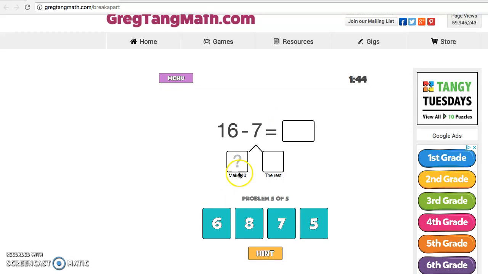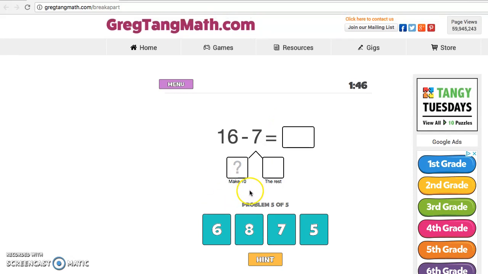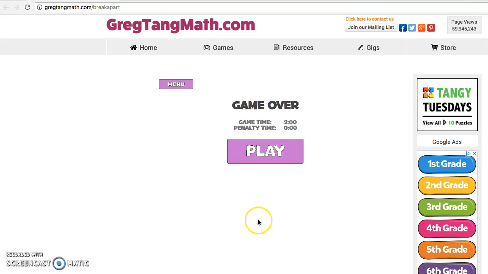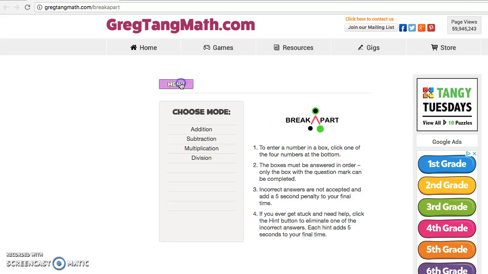I really like these problems because you can check your work. 16 minus what number makes 10? 16 minus 6. 6 plus what number makes a 7? 1. So 16 minus 7 equals, that's right, 9. Okay, nice work. We are going to move right on to the multiplication facts.